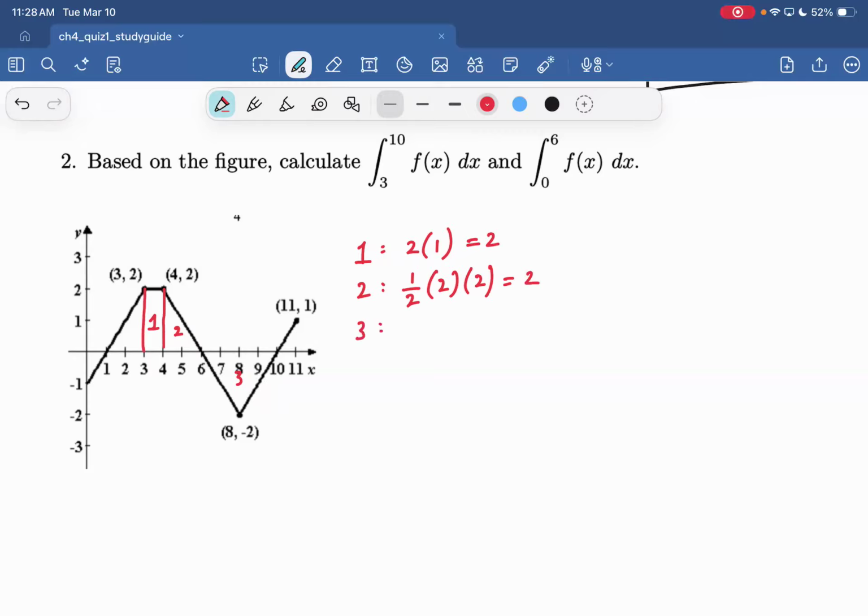And then the area of region 3, we have a triangle once again, but now the width of the triangle is 4, right? 6 to 10, and the height is 2. However, it's also negative, right? Because this is an area that's below the x-axis. And so the area here is going to be -4. Okay, so that means that the integral from 3 to 10 is going to be 2 plus 2 minus 4, which is 0.